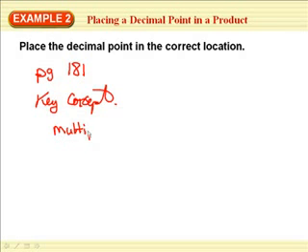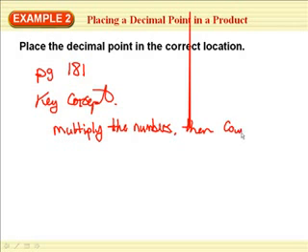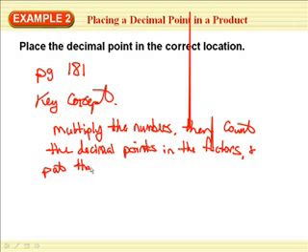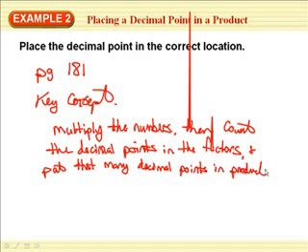you multiply the numbers, then count the decimal points in the factors and put that many decimal points in the product. There we go.